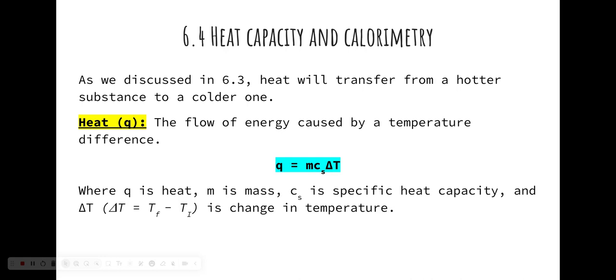Q equals m c sub s delta T, where Q is your heat, m is the mass, c sub s is the specific heat capacity of the substance, and then delta T is your final temperature minus your initial temperature, i.e. the change in temperature. And that's how we can find heat. So we can use this formula that's highlighted in blue here to calculate heat for whether it's a physical process or a chemical one.